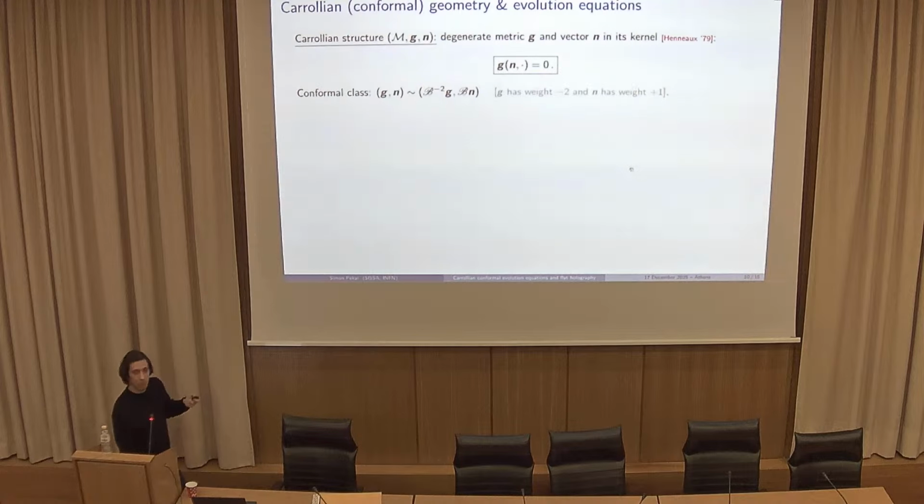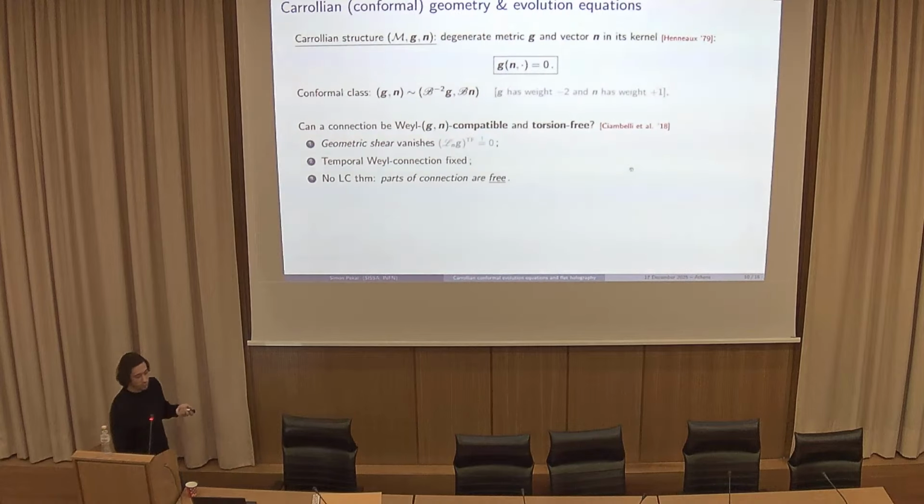Again, because I'm interested in conformal geometry, a conformal class of Carrollian structures is going to be given by this equivalence relation, where the weights here, -2 and +1, are synonymous with the fact that I have a metric and a vector.